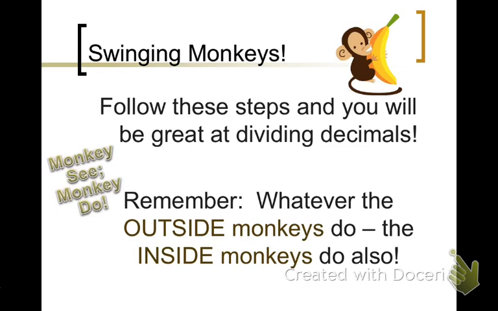So, our swinging monkeys, we want to think about this phrase over here on the left, monkey see, monkey do. Whatever the outside monkey does, the inside monkey does also. In these specific examples, the monkey I'm referring to is going to be our decimal.